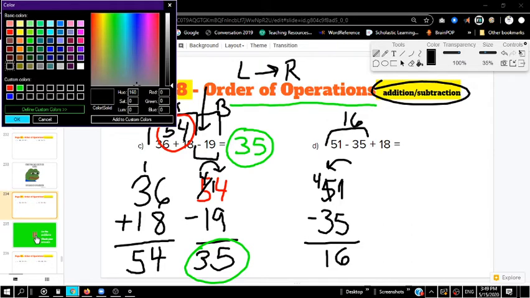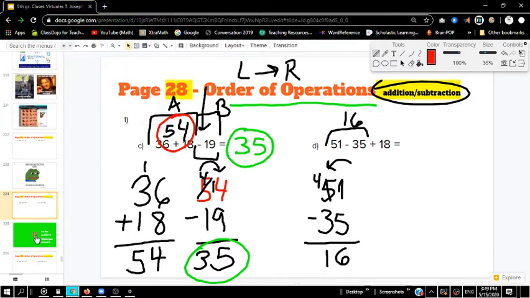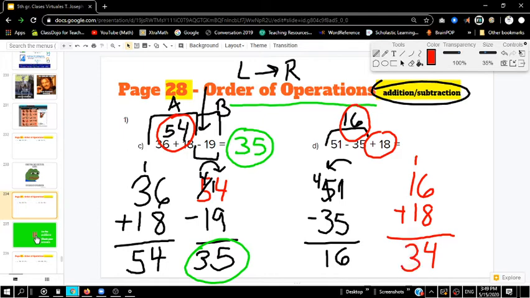Now what we need to do is add that 18 that we have right here. So we're going to take 16, which is our answer for our first part of the problem, and add 18. 16 plus 18. All right, 6 plus 8 is 14. And 3 tens equal 30. Our answer is 34. We can just put that right here as our final answer.